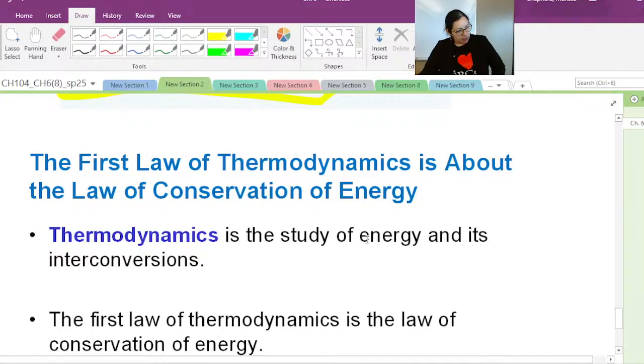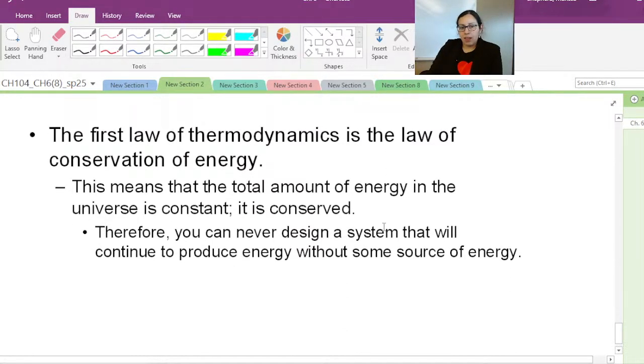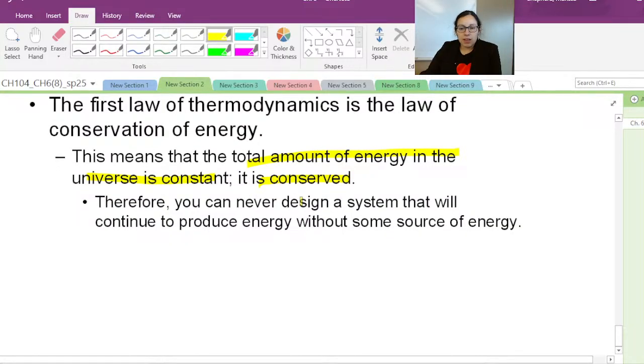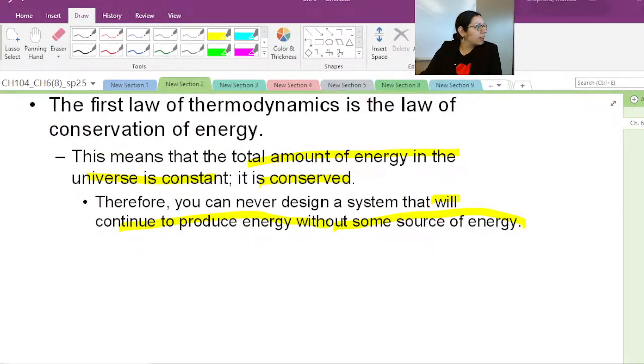All right, so now let's look at our first law of thermodynamics. So the first law is the conservation of energy. And so this means that the total amount of energy in the universe is constant, it is conserved, and so we can never design a system that will continue to produce energy without some source of energy.